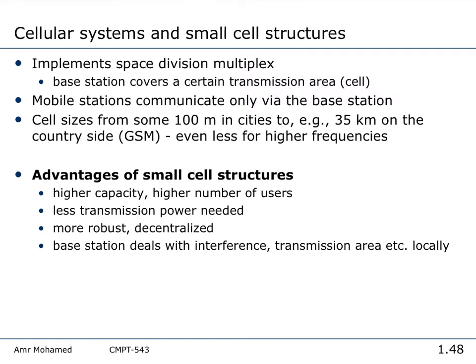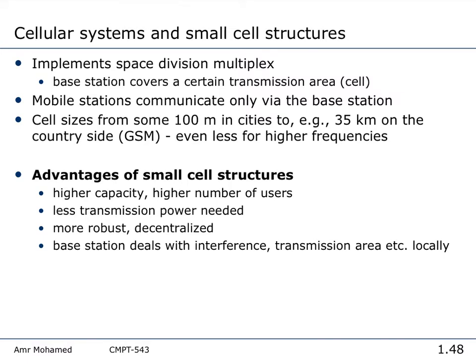So a base station covers a certain transmission area. Each base station can cover user equipments or cell phones or any cellular device within a certain range. That range depends on the transmission power that I use, and depends on the modulation that I use, because if I increase the modulation, I increase the bit error rate for the same power.